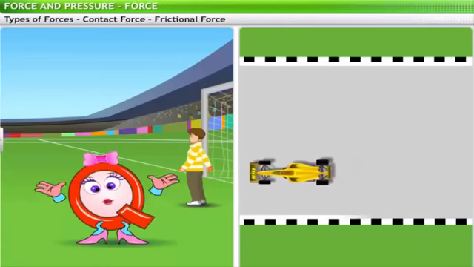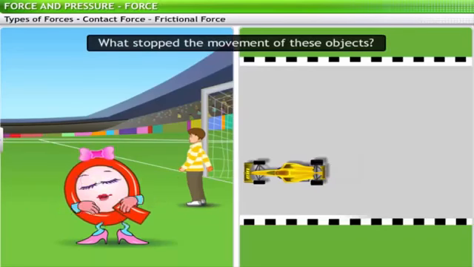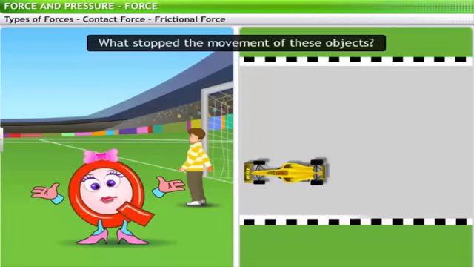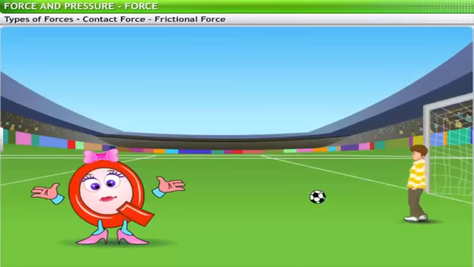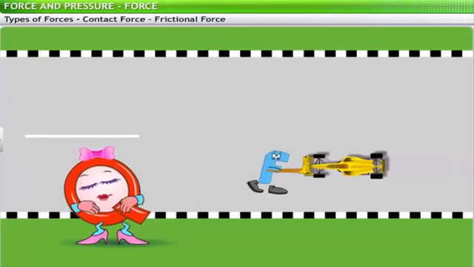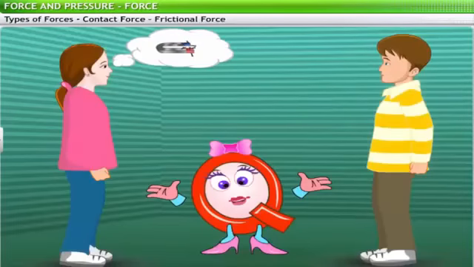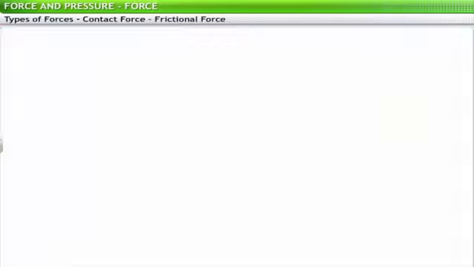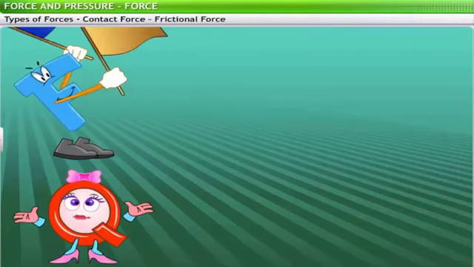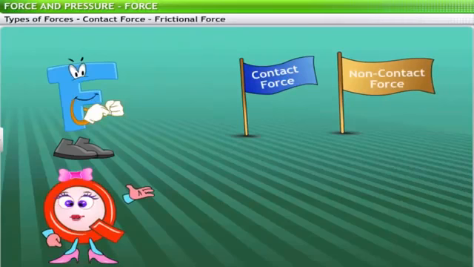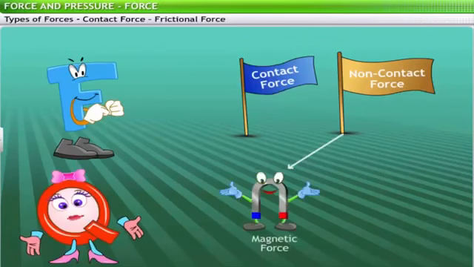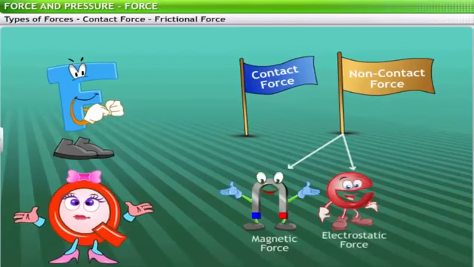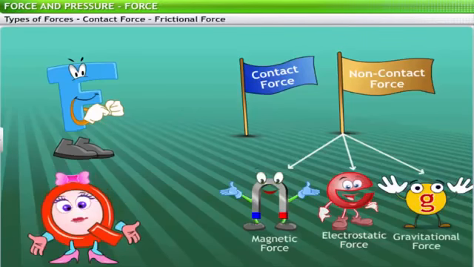Nobody. Even then, something seemed to stop the movement of both these objects, right? Friction is responsible for changing the state of motion of objects in both these situations. But what about non-contact forces? Are there any other non-contact forces apart from magnetic force? As a matter of fact, there are. Non-contact forces can be magnetic force, electrostatic force, or gravitational force.